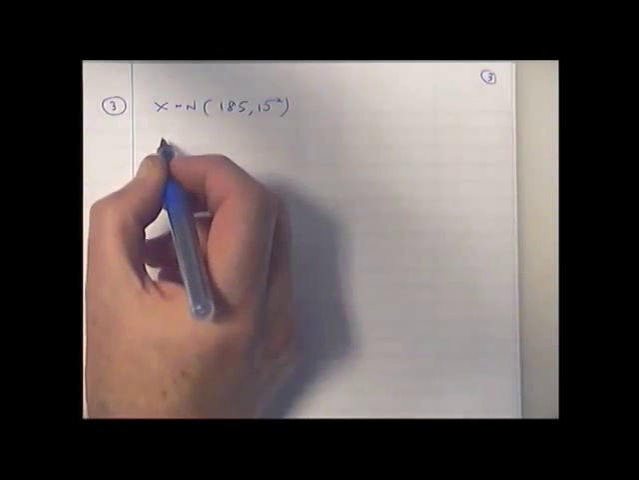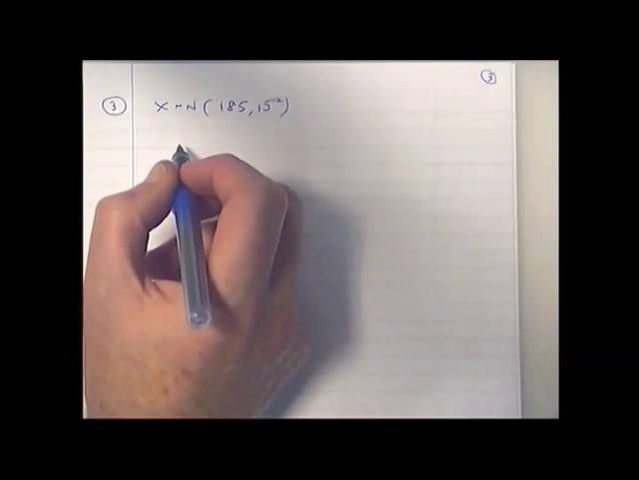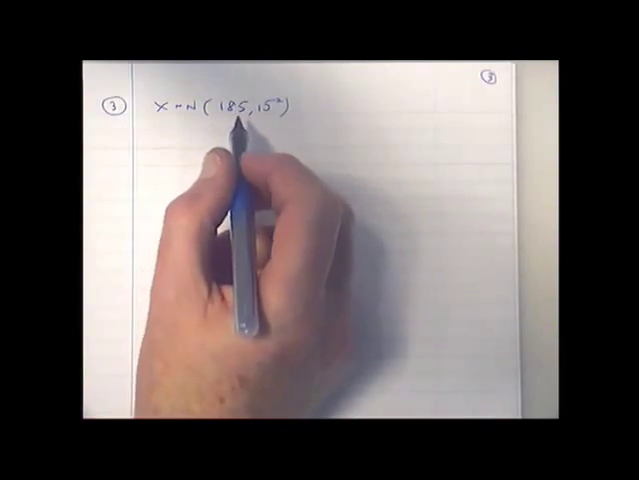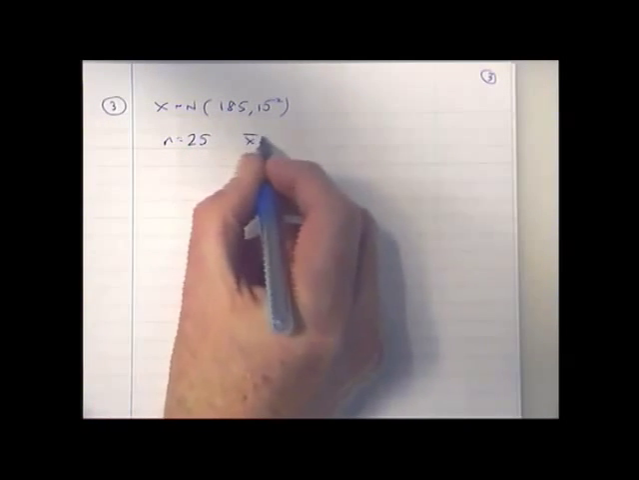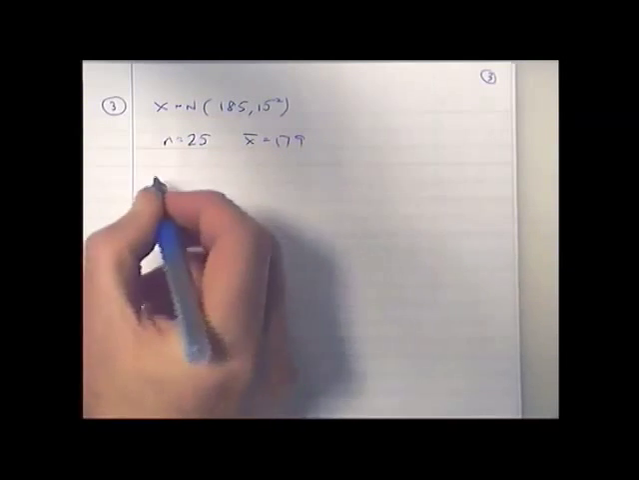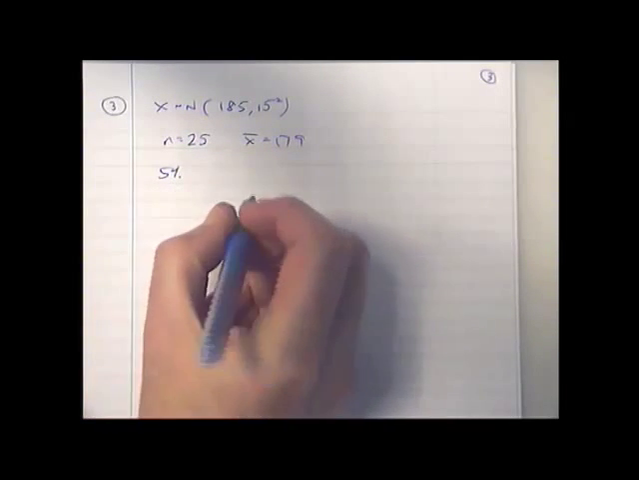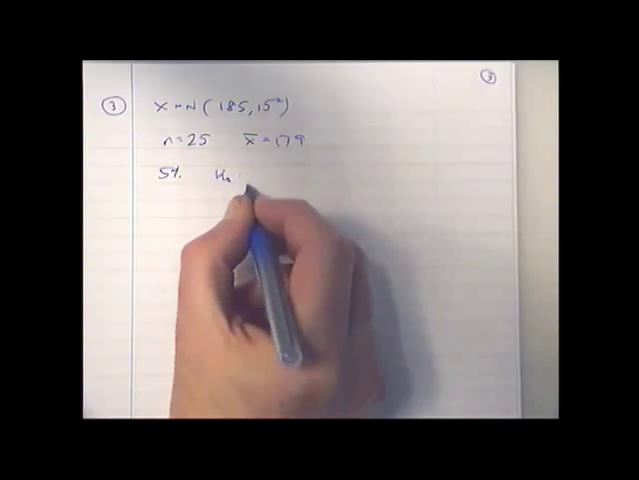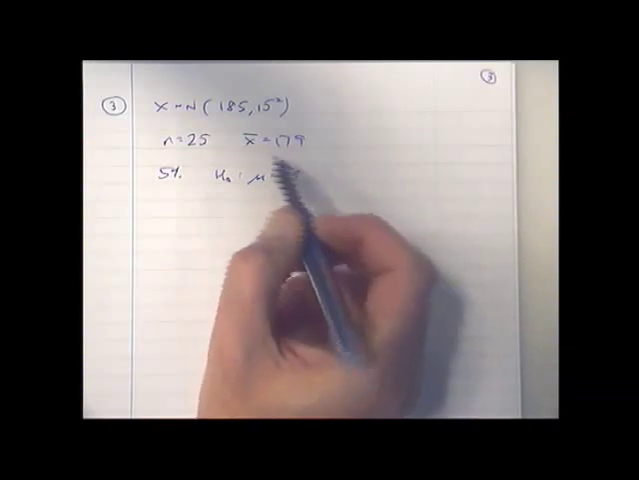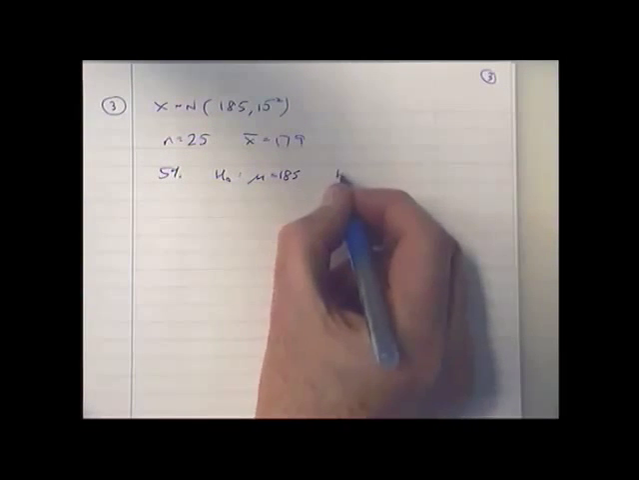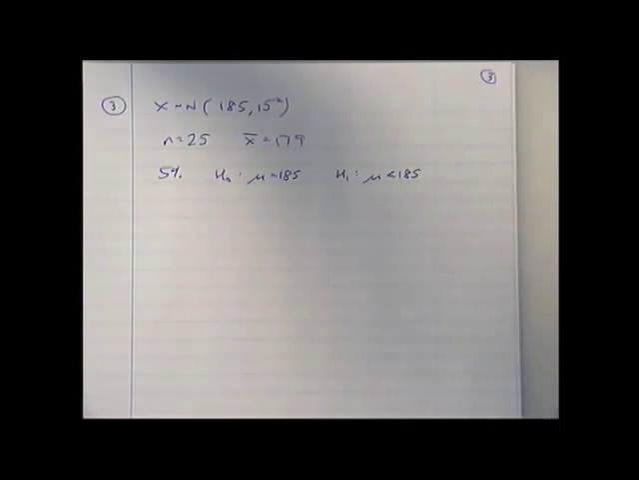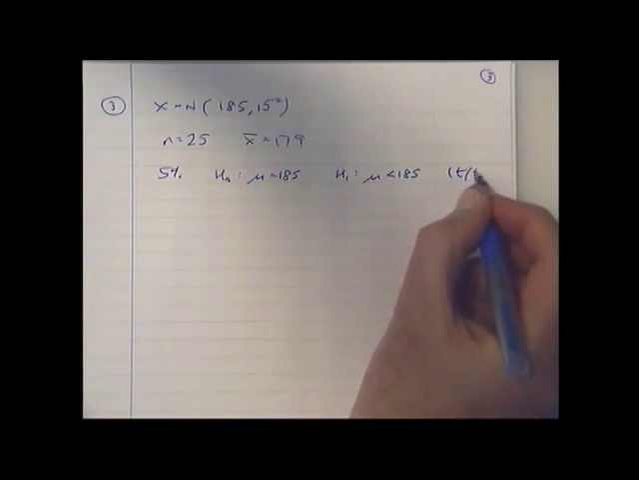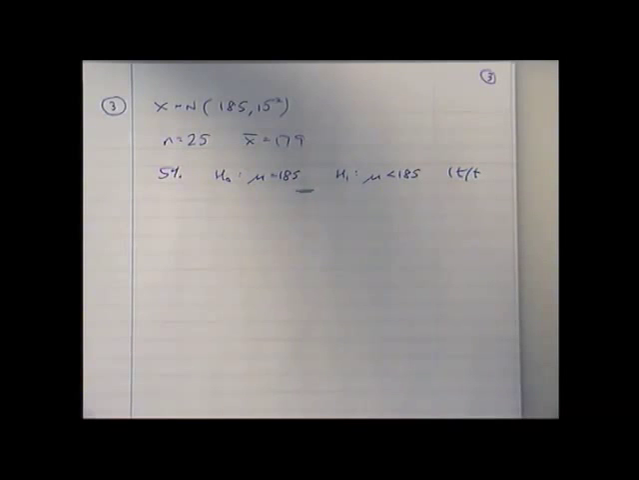The example 3 from last time, can anybody tell me what X was? Didn't say. Anyway, it's normally distributed 185, 15 squared. In example 3, we had a sample of 25. We had a sample mean of 179. We were working at the 5% significance level. H0 was mu equals 185, which is the mean from the population. And H1 was that mu is less than 185. So this was a one-tailed test. That's the information we had.